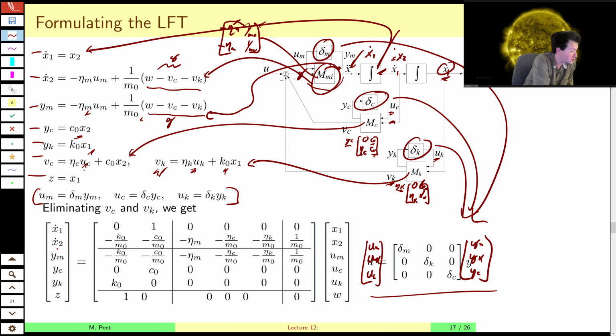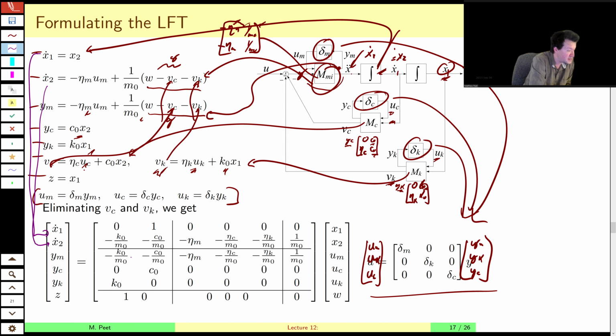So we write down those, actually. We eliminate this equation by plugging it in there. We eliminate this equation by plugging in here and here, of course. And so we write down all these. Here's our first equation. Maybe I need a new color. That goes there. x1 dot is just x2. x2 dot comes down here. Well, we've got a bunch of terms here.